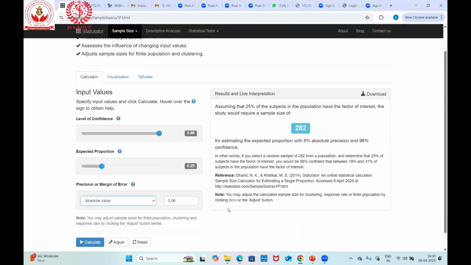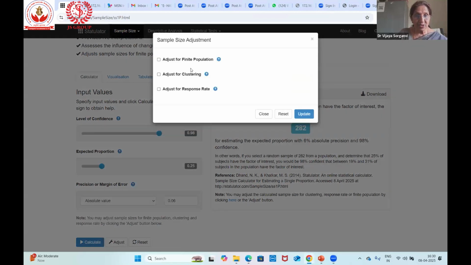Okay, so here adjust is there. After calculate option, adjust is there. Click on that. Okay, so we have all three types of adjustments. Adjust for finite population is there. For clustering, meaning design effect for comparative study, is there. And for response rate also there. Okay, so now we are adjusting it for finite population.